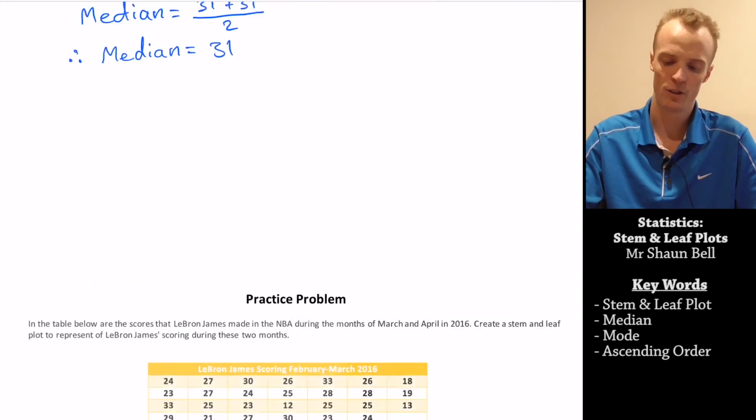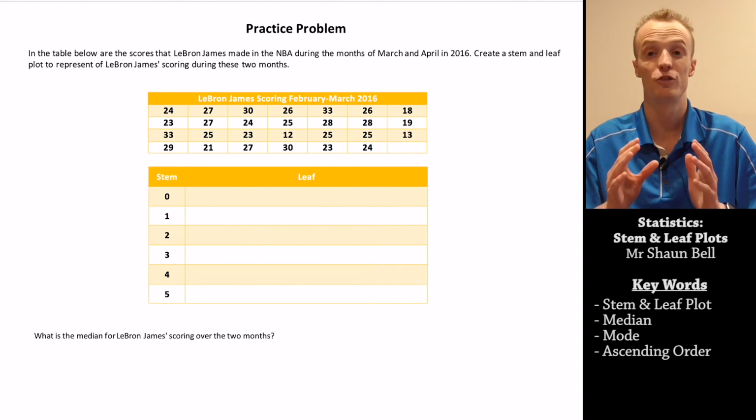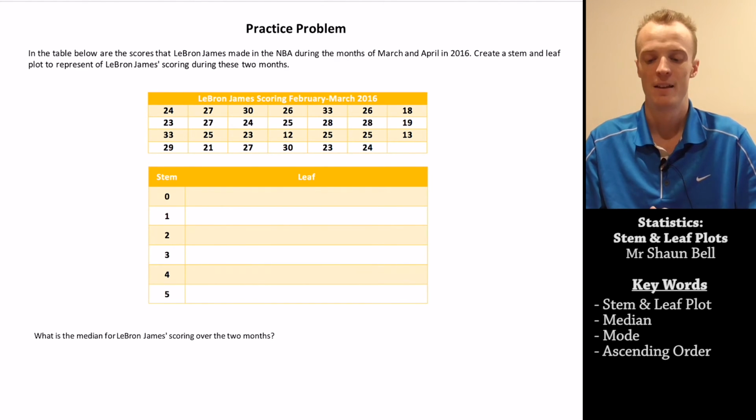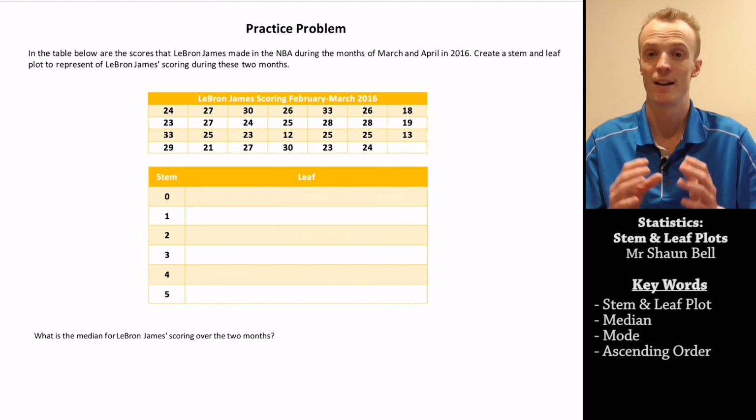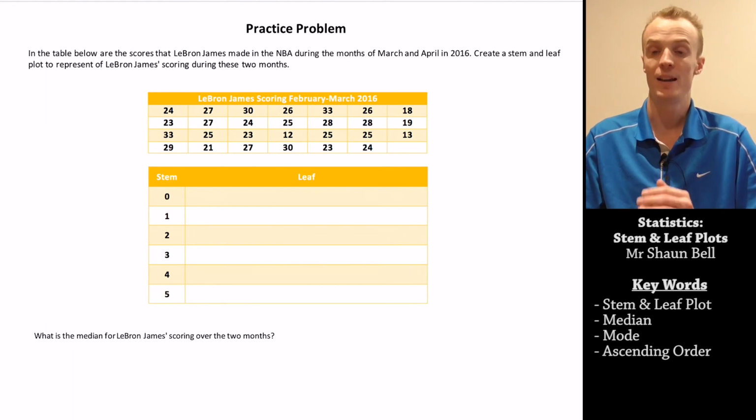But now I want you to give it a go. In our previous problem, we also had a look at LeBron James's scoring between that period. So I've brought back his raw data of the scores that he got per game. And what I want you to do is create a stem and leaf plot to represent this data, but also find the median for LeBron James's scoring over the 2 months.